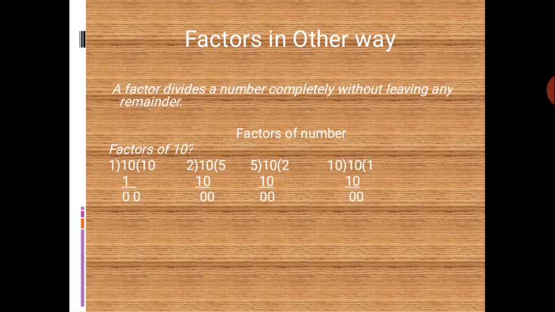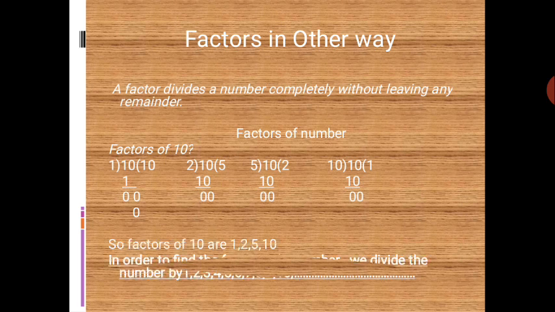If we divide 10 by 10, then the remainder is equal to 0. So 10 is also a factor of 10. So these are 1, 2, 5 and 10. These are the factors of 10. It means we can say that in order to find the factors of a number, we divide the number by 1, 2, 3, 4, 5 and so on.